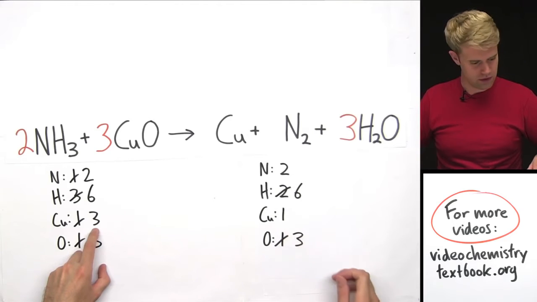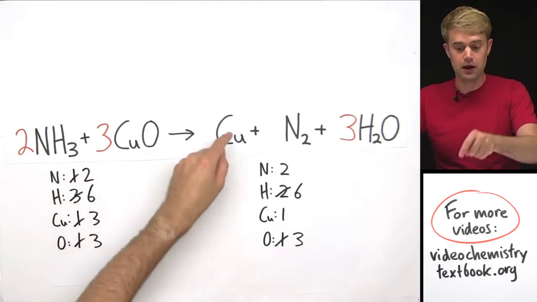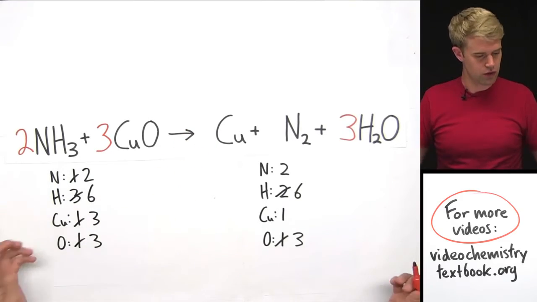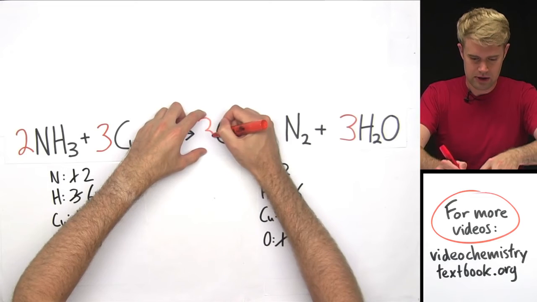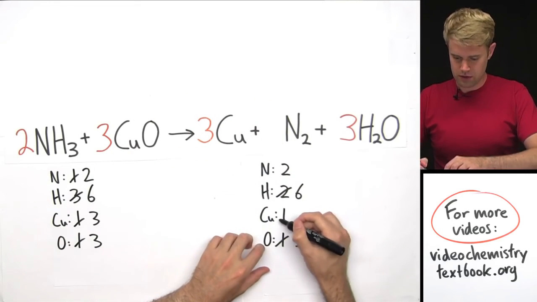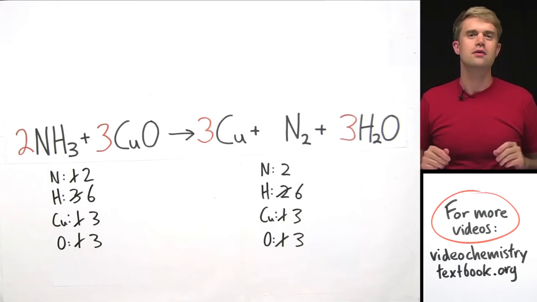Okay, so what I'm going to do there is I need 3 on this side because I have 3 on that side, but luckily copper is by itself. So that's what I say, like at the very end you can go through and fix this stuff. So I'll put a 3 there in front of copper. So 3 times 1 gives me 3 for copper. So this balances now.